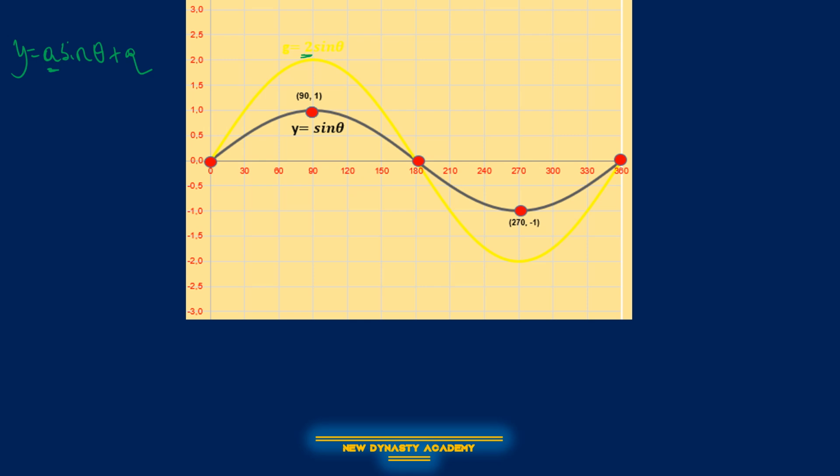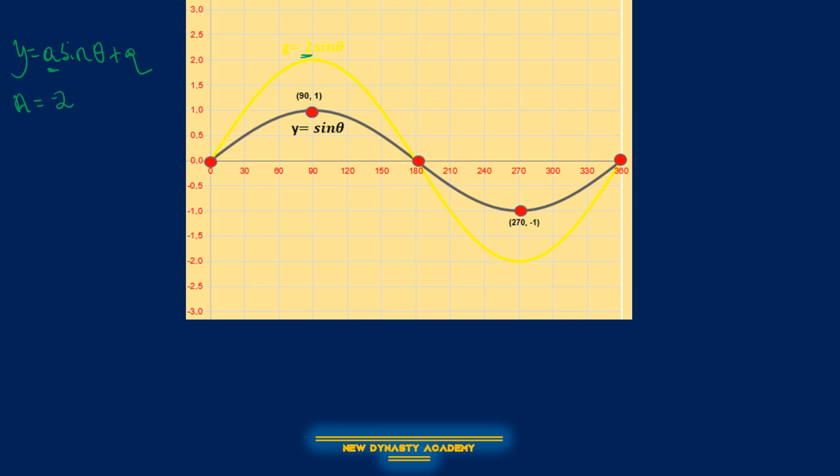But look at this one where the value of A is 2. It is stretching, it goes up until 2 and it goes down until -2. So you can see that your mother graph is now stretched to 2 upwards and to 2 downwards, and that's basically your amplitude. If you are asked what the amplitude of this graph is, I'm going to denote it as the letter A. The amplitude is going to be equal to 2.